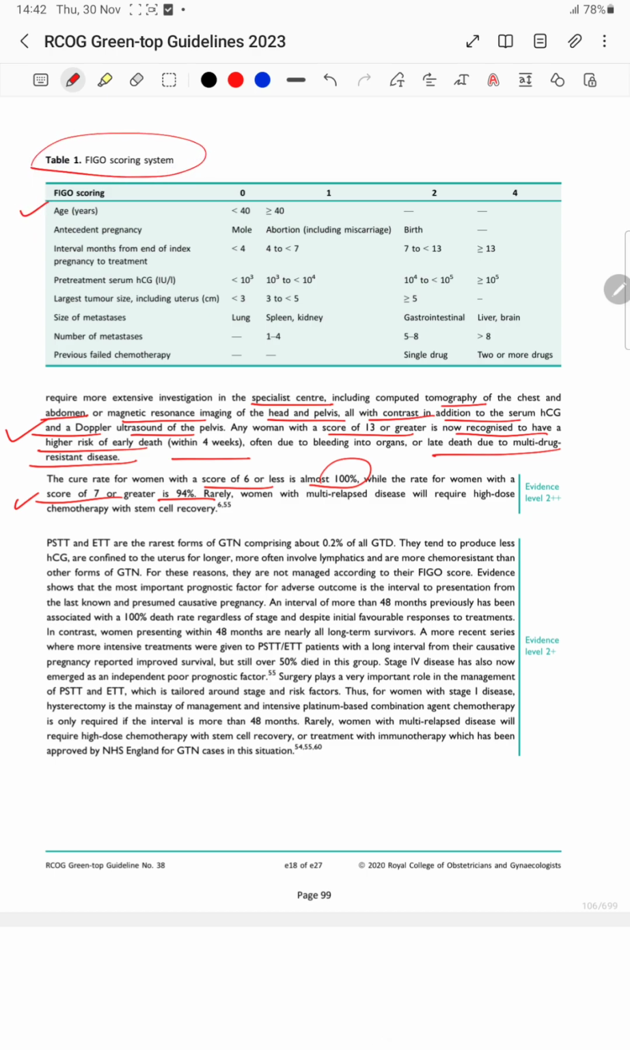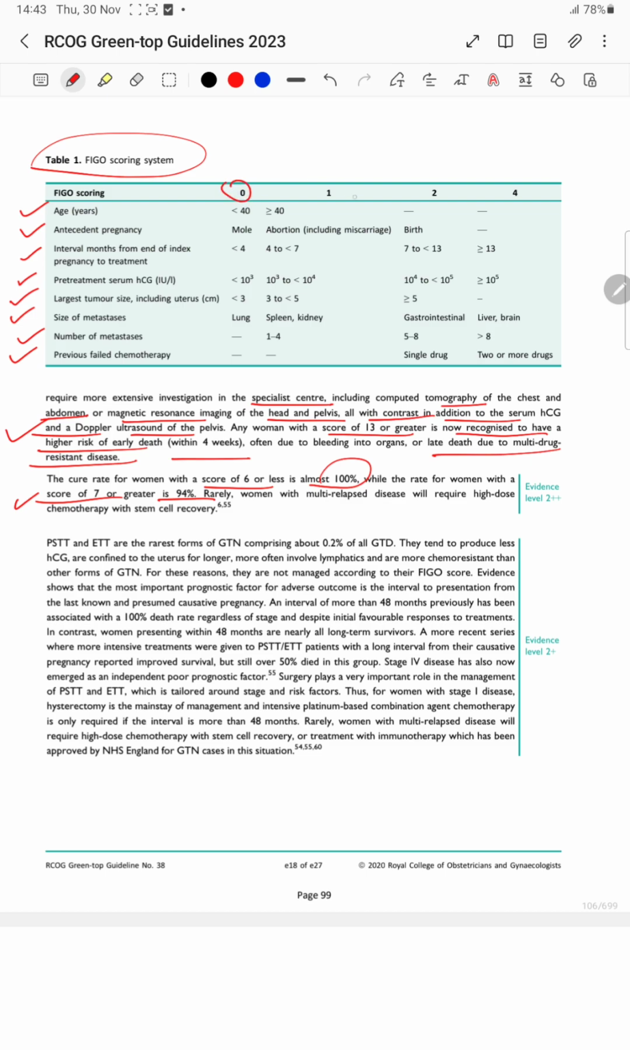It includes the age, antecedent pregnancy, and the interval in months from the end of the index pregnancy to treatment, and the pre-treatment serum HCG in international units per liter, and the largest tumor size including the uterus in centimeters, and the site of the metastases and number of metastases, and previous failed chemotherapy.